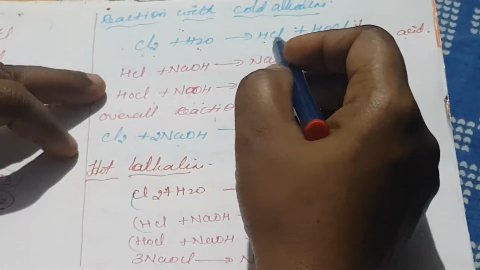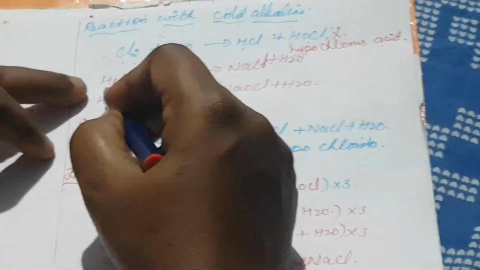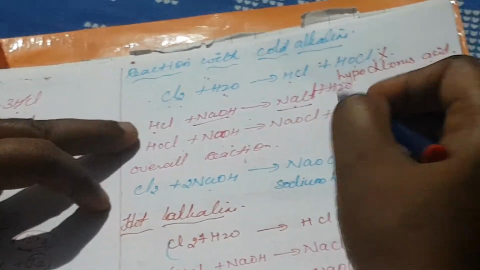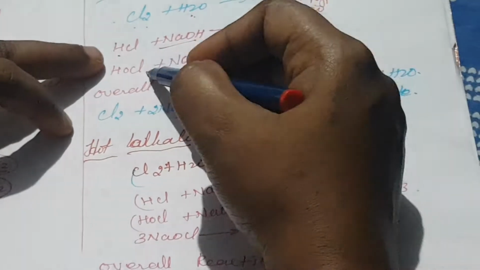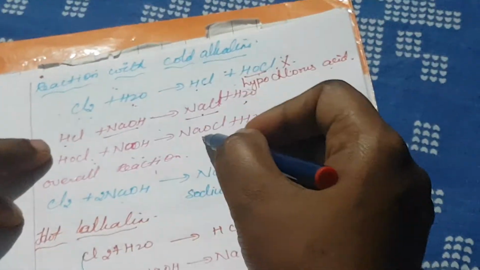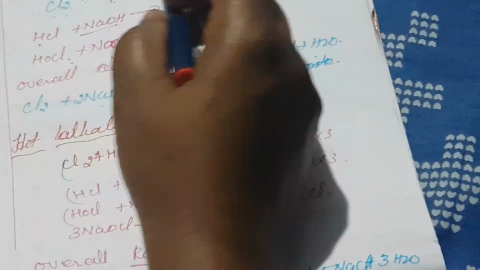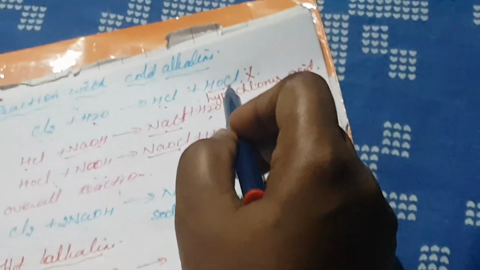In the first reaction, two consecutive reactions will be there. Step by step: first, hydrochloric acid reacts with sodium hydroxide. What will form? Sodium chloride and a water molecule. Then sodium hydroxide reacts with hypochlorous acid to form sodium hypochlorite plus H2O. First, what is the reaction? Chlorine reacts with a water molecule to form HCl and hypochlorous acid.